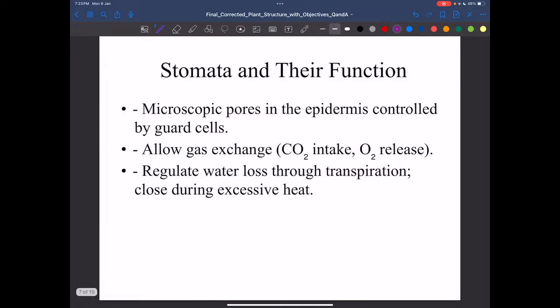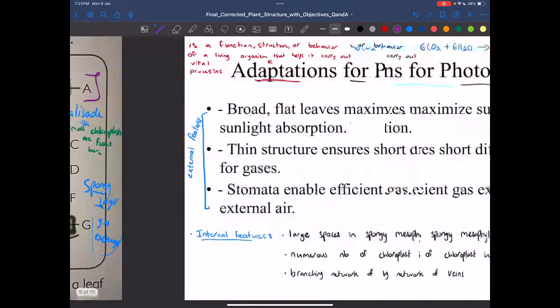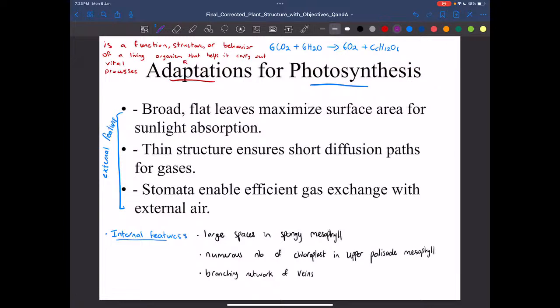While the stomata, we said, are microscopic pores in the epidermis. They are controlled by guard cells, and they allow gas exchange, of course: carbon dioxide intake, because they need carbon dioxide to perform photosynthesis, and they release oxygen. They also regulate water loss through transpiration as they close during excessive heat. These are the internal structures of leaves.